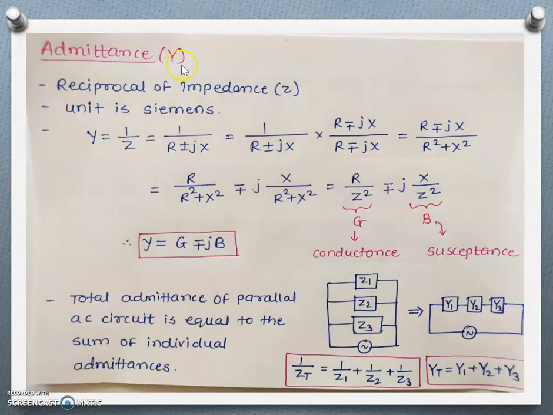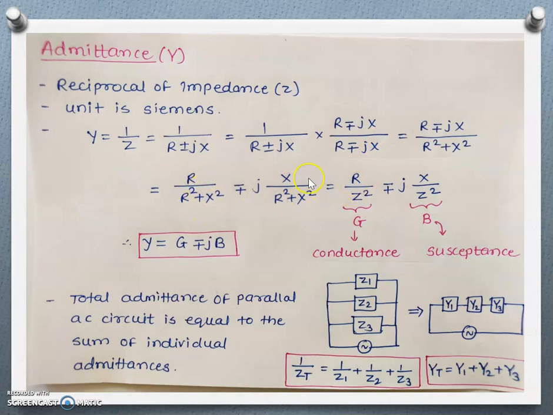Next, admittance. In a parallel circuit, instead of impedance, we use admittance. Admittance is nothing but the reciprocal of impedance. Its unit is Siemens. Y is equal to 1 upon Z. If we calculate this, putting the values of Z, 1 upon R plus minus jX, it can be plus, it can be minus. So deriving generally, rationalizing it with R minus plus jX, we get R minus plus jX divided by R square plus X square. So R upon R square plus X square minus plus j, X upon R square plus X square.